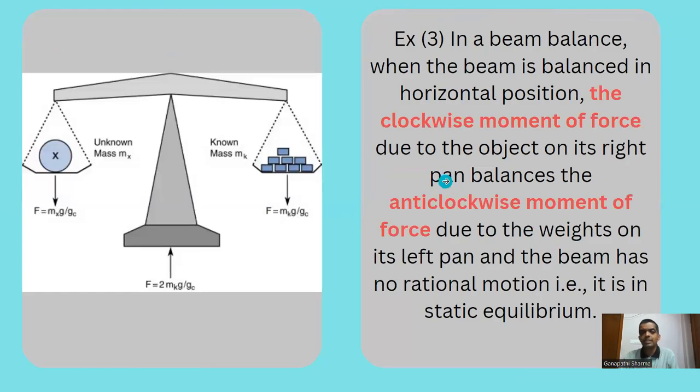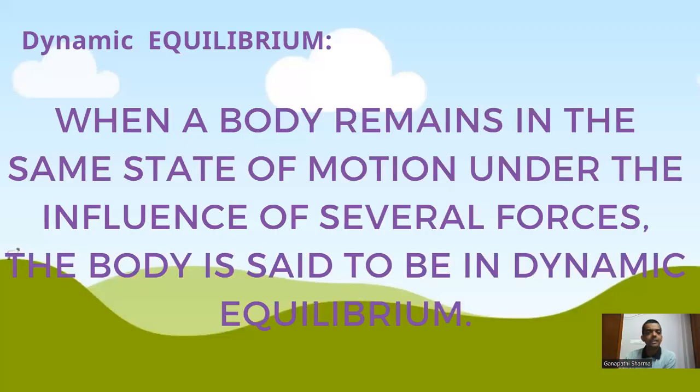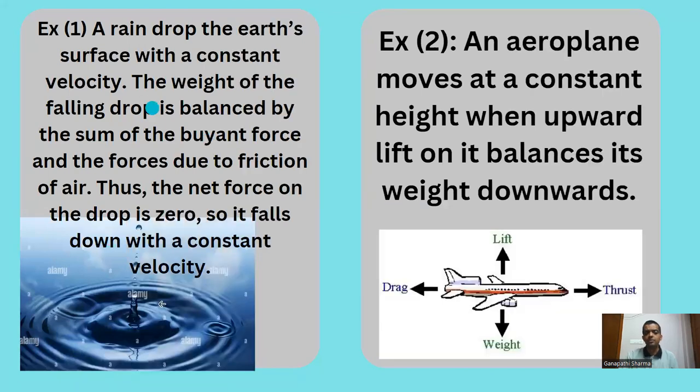But let's go with the second type of equilibrium, dynamic equilibrium. What do you mean by dynamic equilibrium? When a body remains in the same state of motion under the influence of several forces, the body is said to be in dynamic equilibrium. If it is in motion, if it is in rotation. Example, raindrops. Once released from the clouds, the droplets of water have a number of forces acting, but the net force acting on the water droplet is zero.